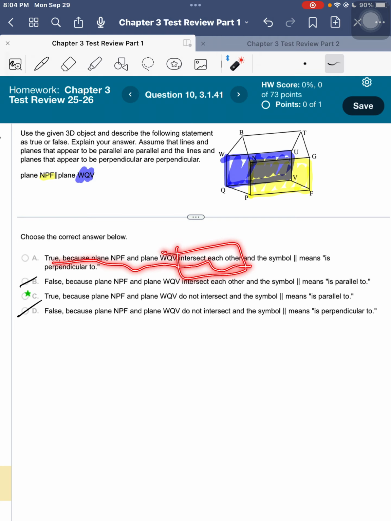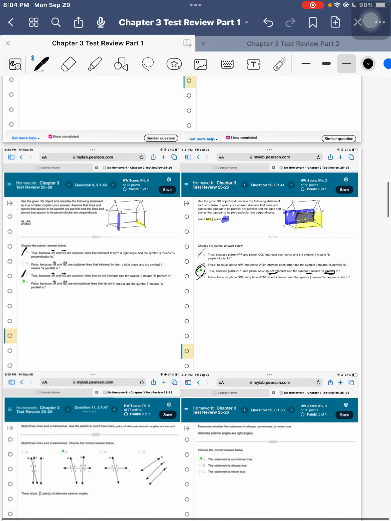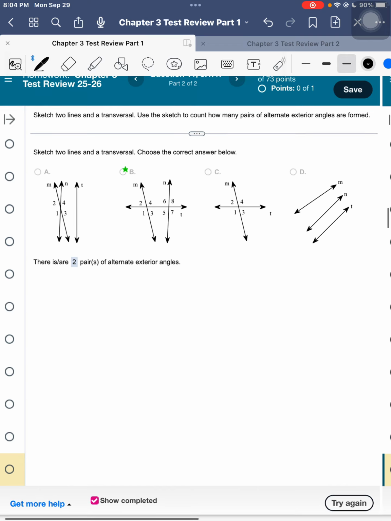So let's look at this first one. True, because planes, whatever, intersect each other. Whoa. They don't intersect each other. They're going to keep going in their directions, but never actually crossing paths. So this answer is wrong. Yeah, this one's wrong. So the answer is C. True, because these planes do not intersect, and the symbol parallel means it's parallel to. Yeah, we know that.